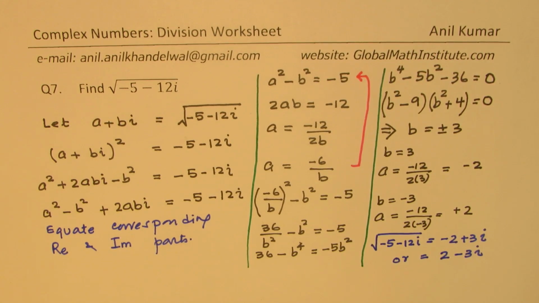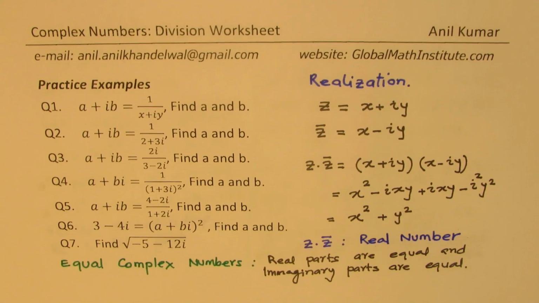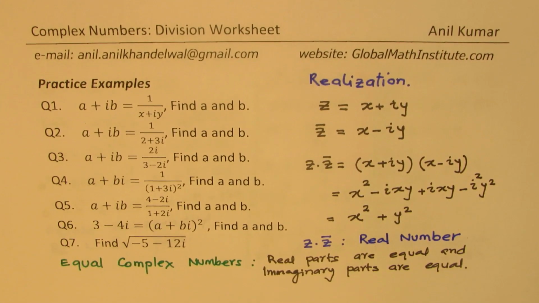I hope that makes sense. With this, we come to an end of our worksheet on how to divide with complex numbers. The idea here is to make the denominator a real number. And this process of making the denominator real is also called realization. It is very similar to rationalization, which we've done for rational functions. So the concept of realization helps to divide complex numbers.